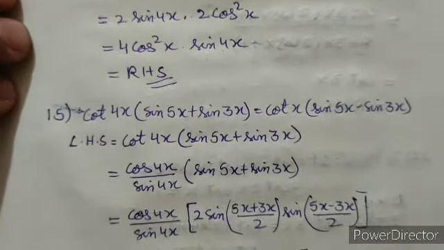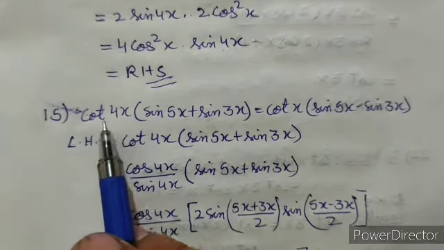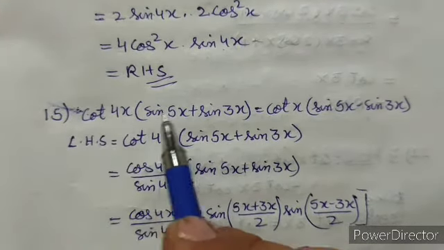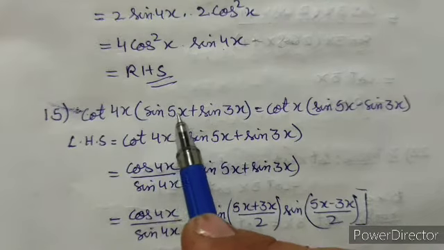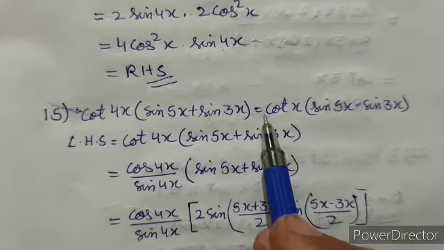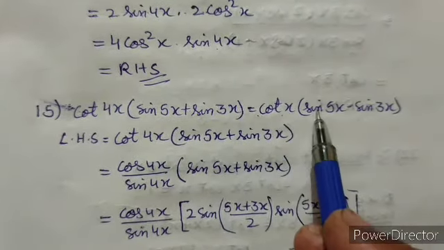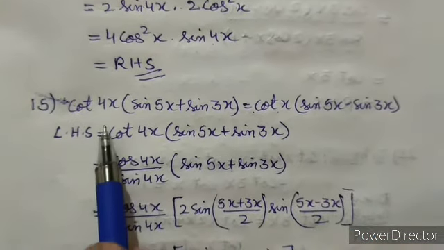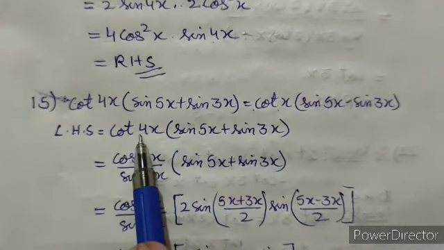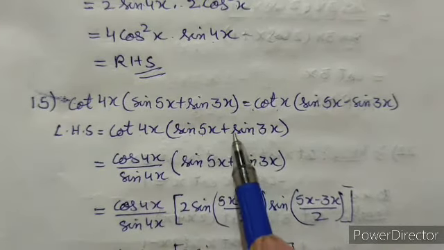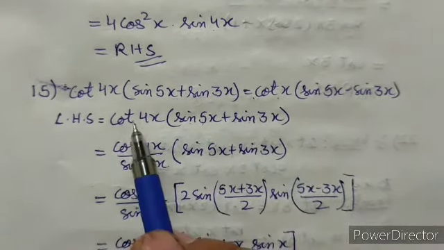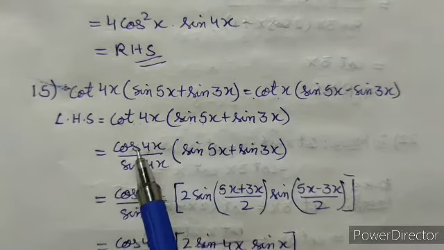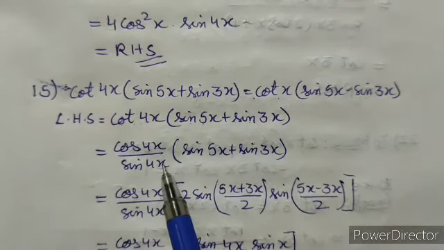In question number 15, we have to prove that cot 4x into (sin 5x plus sin 3x) is equal to cot x into (sin 5x minus sin 3x). Now, our left hand side was cot 4x into (sin 5x plus sin 3x). Now, cot 4x can be written as cos 4x upon sin 4x.